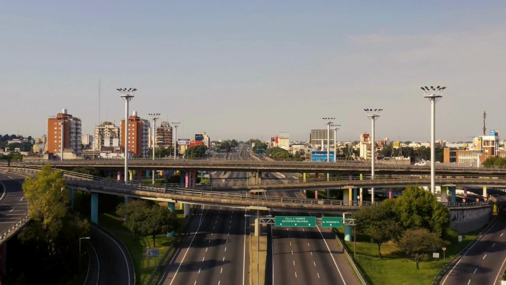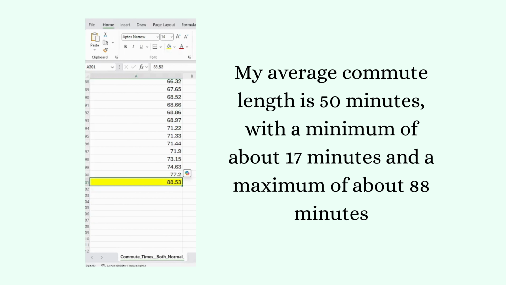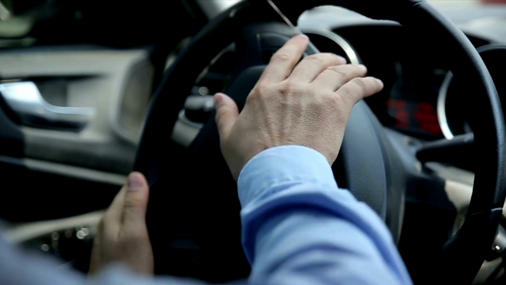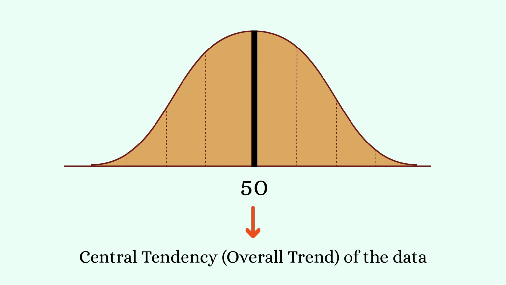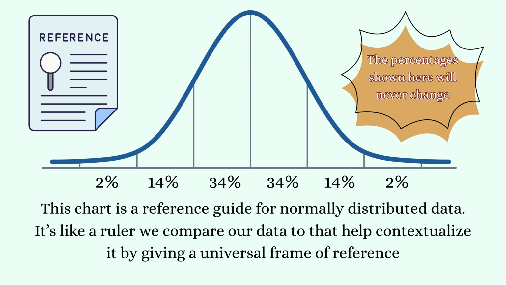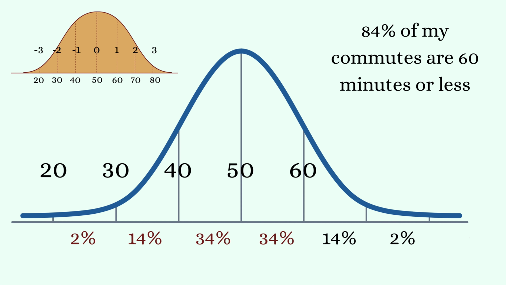Those commutes are on the tail ends of my distribution and make up a really tiny percentage of my total commutes. However, that still means there's a wide range of variability in my possible commute time, all the way from 17 to 88 minutes. So, like we said before, if I wanted to make a guess about how long my commute might take on an average day, I could guess 50 minutes. However, by taking into account the standard deviation and using this reference guide, it looks like I should probably plan on at least a 60-minute commute, because I know that 84% of my commutes are 60 minutes or less.